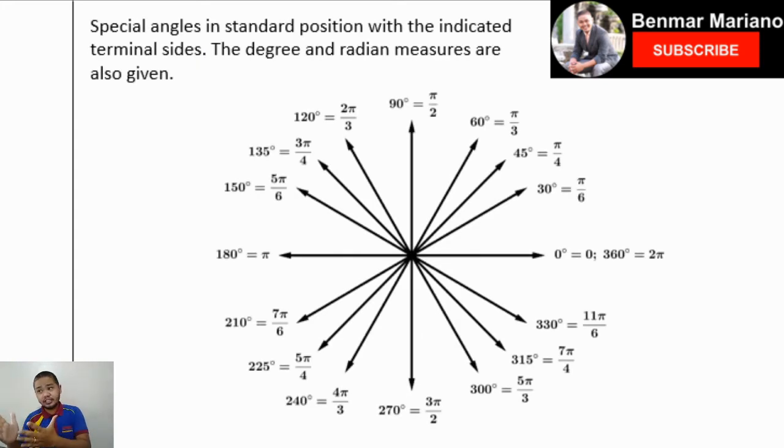Before that, as you can see here, these are the special angles which are discussed in the next lessons. In standard position, with the indicated terminal sides, the degree and radian measures are also given. Okay? So you may take a screenshot of this, and as early as now, you may memorize these special angles.